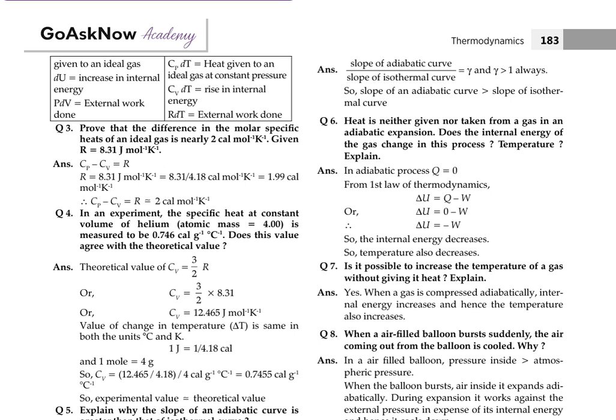Now, prove that the difference in the molar specific heats of an ideal gas is nearly 2 calorie mole inverse Kelvin inverse, given R equals 8.31 joule mole inverse Kelvin inverse. So here Cp minus Cv equals R, the equation we have read. We just substitute. We have the value of R. Converting it into calories, it will be 1.99 calorie. Then Cp minus Cv, we get the value which is about 2 calorie. So from the equation we have proved the difference in the molar specific heats of an ideal gas.